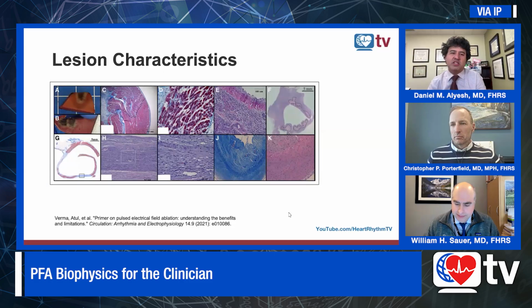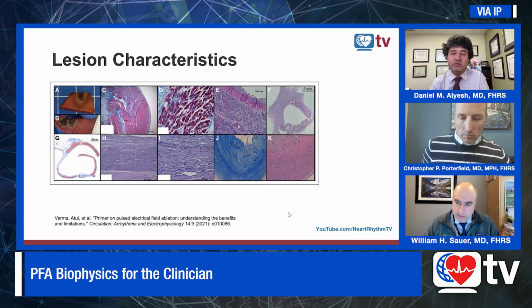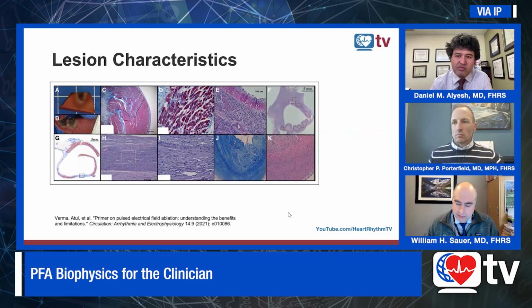Let's shift our discussion now to how PFA forms a lesion, and then how a lesion evolves over time. I think this is distinct from thermal ablation and part of the special sauce of PFA. So, Will, I'll pose this question to you. Can you describe PFA lesions acutely, how they form and how they evolve over time?